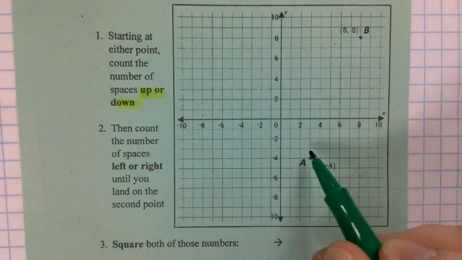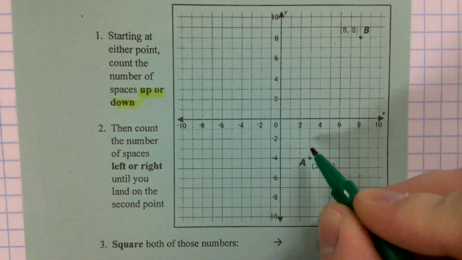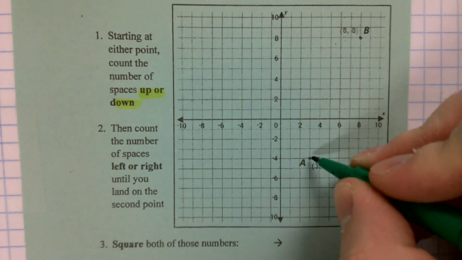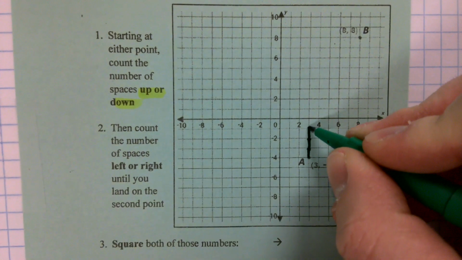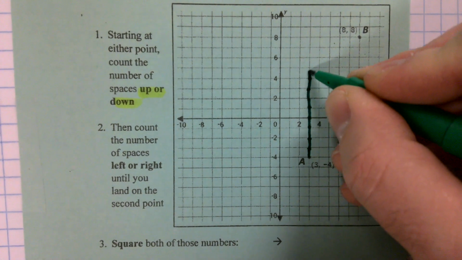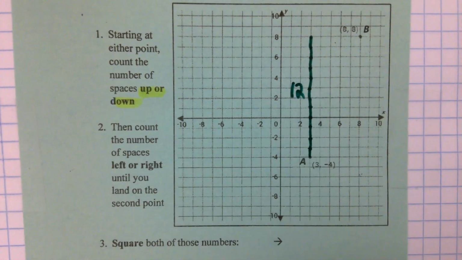Now normally we do our little bumps, right? This time I want to encourage you to just do a straight line. So here's how I'm going to count it. I'm going to go 1, 2, 3, 4, 5, 6, 7, 8, 9, 10, 11, 12.